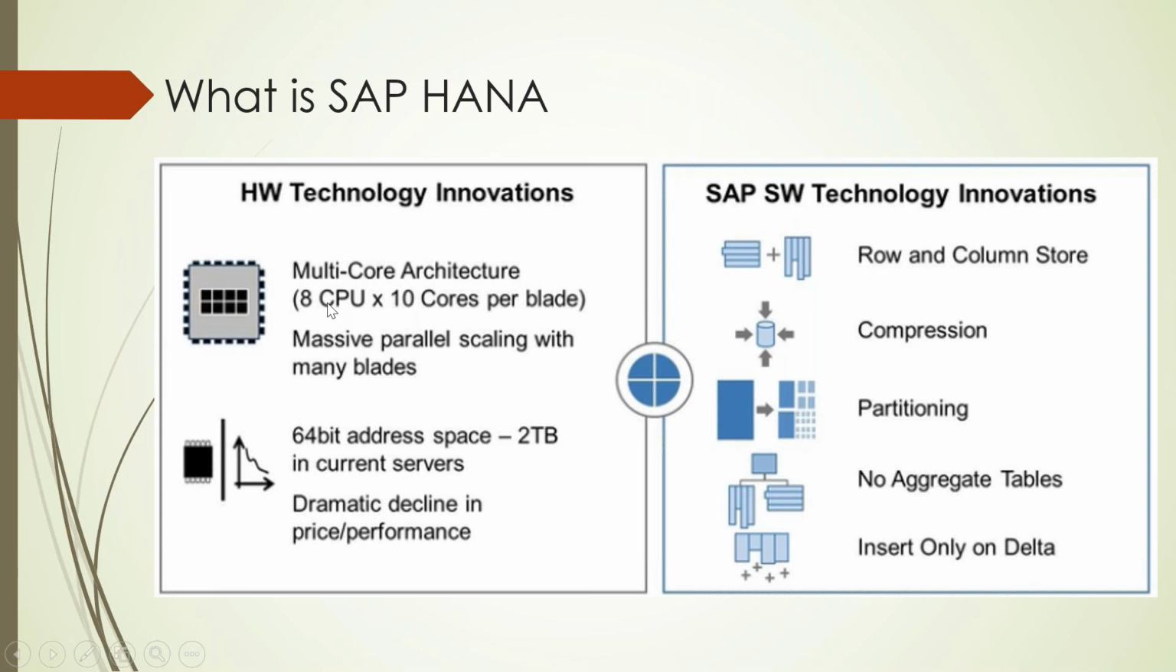So multi-core is nothing but having multiple cores. So 8 CPU means 8 cores. We have an 8 core CPU. We can say that 10 core. Sorry, it is a 10 core CPU, 10 cores per CPU.